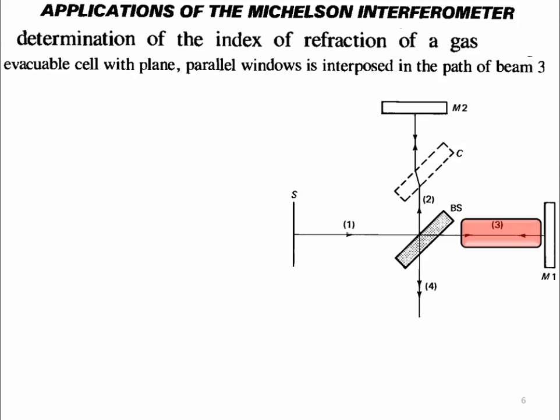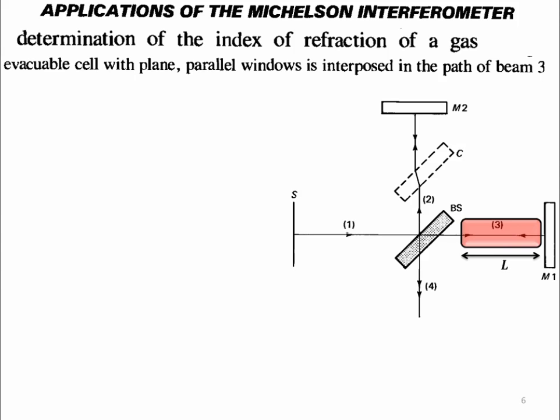So basically what we do is we do two measurements. One is without any gas filled in this cell, and then we measure the interference fringes, and then we fill the cell with the gas of which we want to determine the refractive index, and then we again measure the interference fringes.